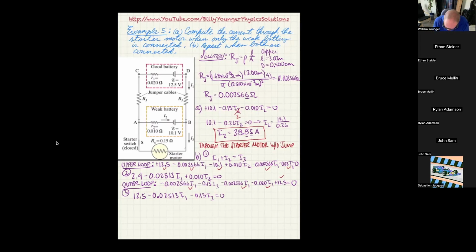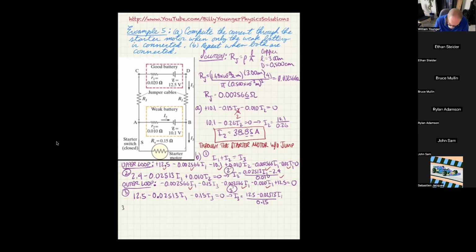What I can do here is I can say I3 is equal to 12.5 minus 0.02513 I1 divided by 0.15. So that's one equation. I'm going to call that three prime. And I can say right here that this is going to be I2. So I2 is going to be 0.02513. In other words, when I pull it over to the other side, it's going to be positive. And that's times I1 minus 2.4. And all that is going to be divided by 0.010. That's going to be two prime.